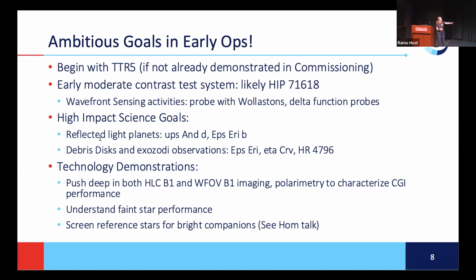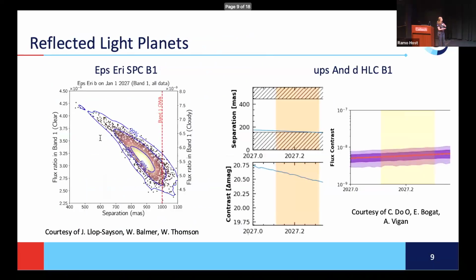And then we're also going to do some screening for reference stars for bright companions. This is to mitigate risk in later observations, and you can hear more about why that's necessary in the talk after the coffee break. I wanted to highlight, there's been a lot of hard work on the part of the CPP team and largely driven by the community to understand exactly which of the reflected light planets to go after early on in the mission. And many of these folks are here, and I encourage you to go talk to them about this.